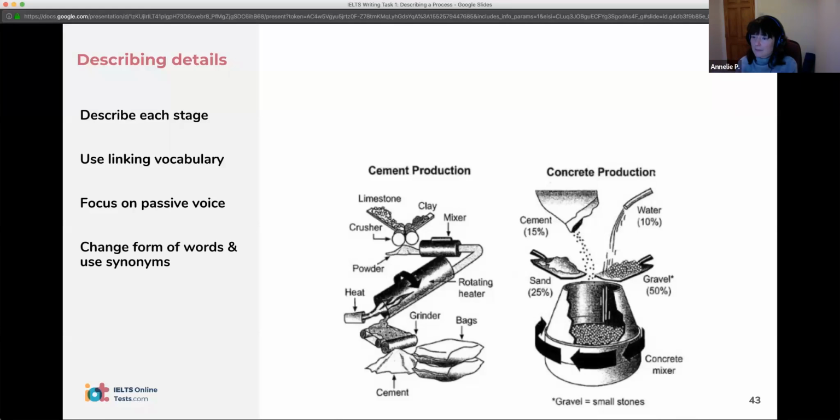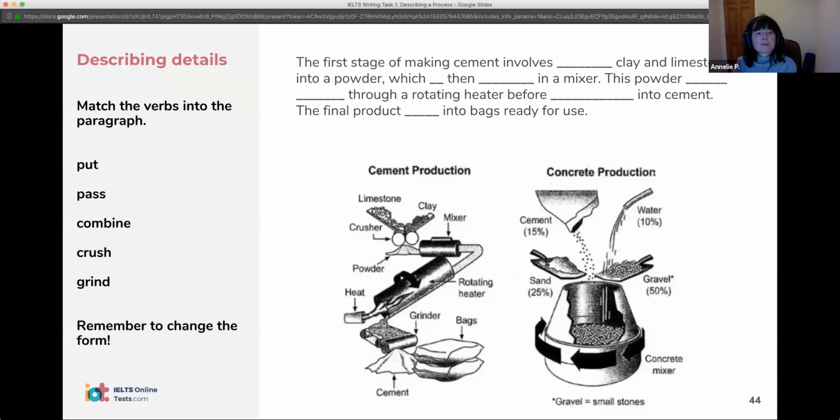And mix up the words, try to use different forms of the words, different structures. So we're going to do a little bit of grammar here and a little bit of matching. We're going to look at the linking words in a minute, Ben. If you look on the left, we've got some of the verbs: put, pass, combine, crush, and grind. We're going to put those verbs into the first body paragraph, but we need to make sure that we're using the right form. So you've got to look at the grammar as well.